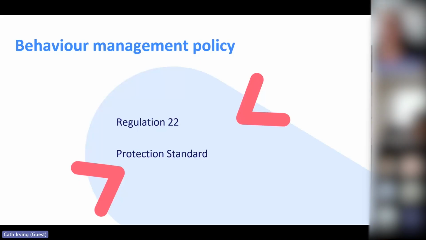Okay, so we will continue. The requirement for settings to have a behaviour management policy sits under Regulation 22 and the protection standards. The policy sets out how appropriate behaviour will be promoted within the service and how young people will be supported to maintain a reasonable standard of behaviour in order to reduce risks and the impact of their behaviour on themselves and on others. It needs to include the protocols you're going to have in place for managing difficult situations and violent behaviour as well, should they occur.